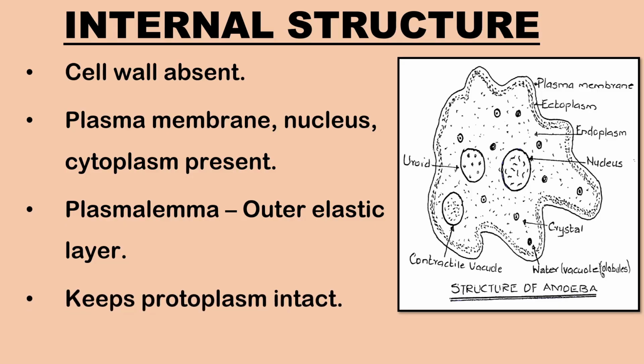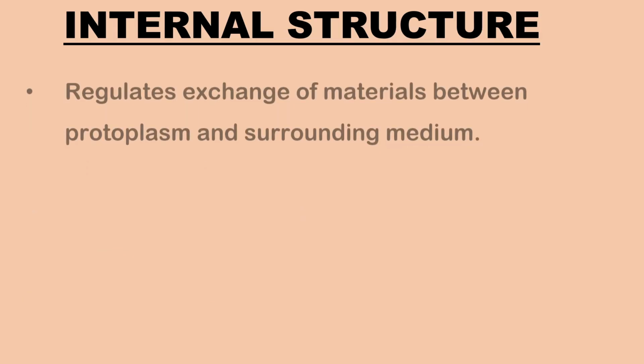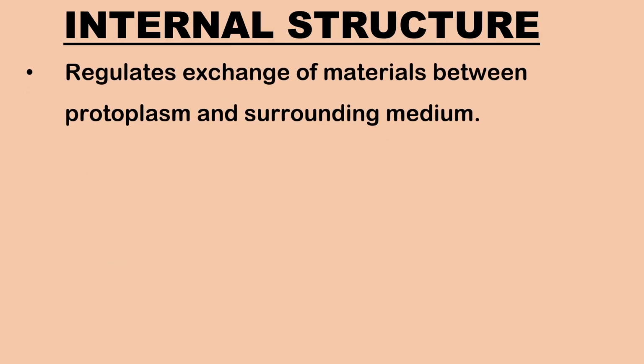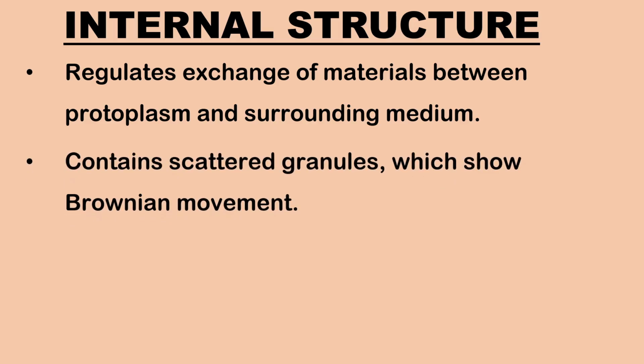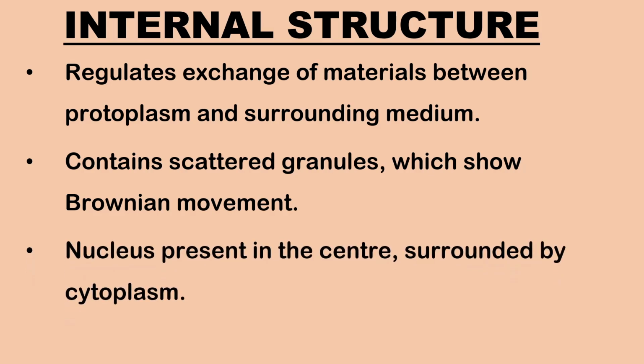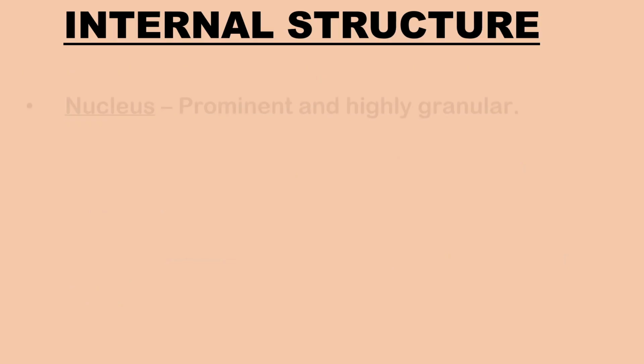The thin, delicate plasma lemma keeps the protoplasm intact and helps to regulate the exchange of materials like oxygen, carbon dioxide, and water between the protoplasm of the cell and the surrounding medium. It contains scattered granules which show Brownian movement. The protoplasm consists of a nucleus in the center, which is surrounded by the cytoplasm.